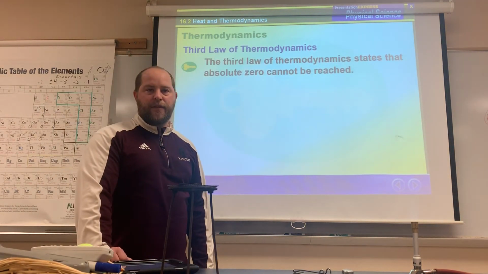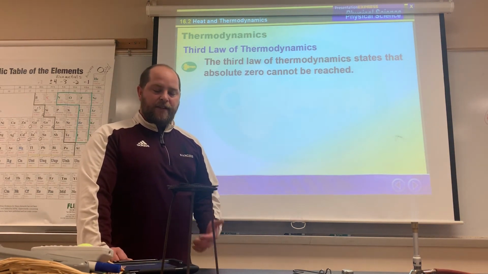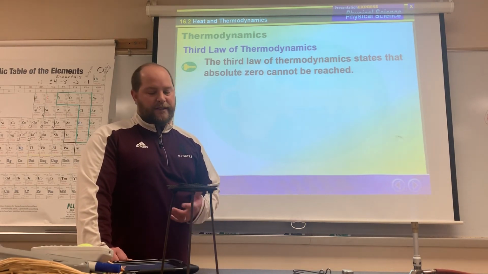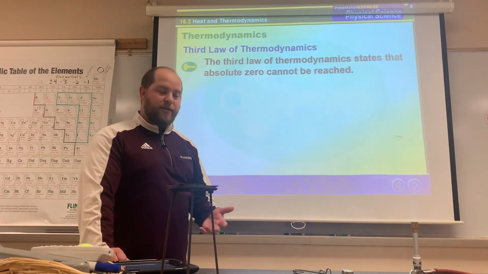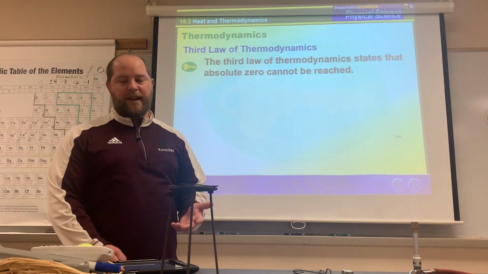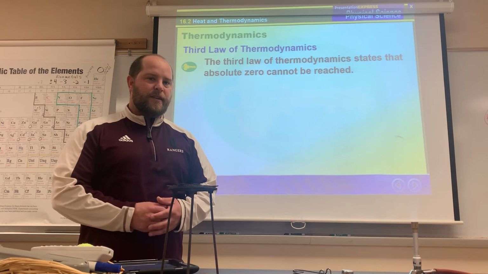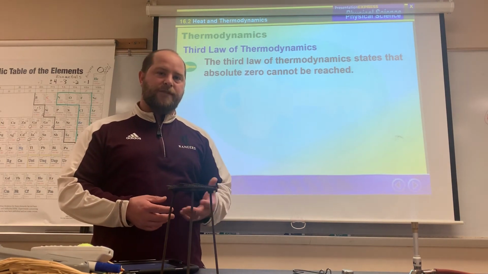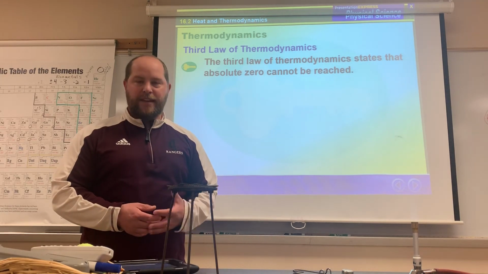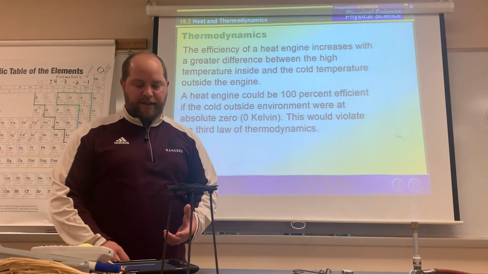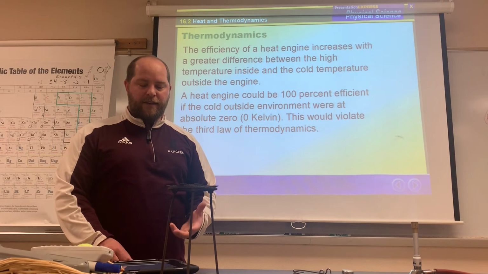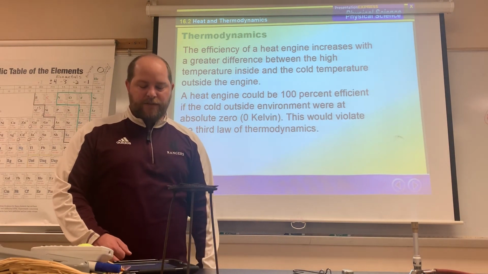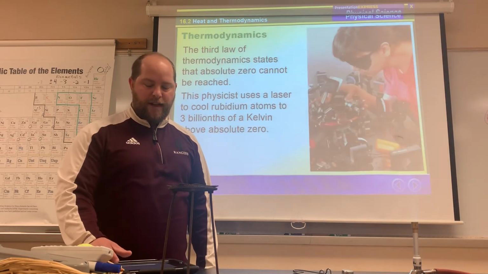All right, then the third law states that absolute zero cannot be reached. It's impossible to do. We can get really close, but we can't actually get to absolute zero. So in theory, if we got to absolute zero, all molecular motion would stop. And we can't get there. Experiments have been done to get really close, but we can't quite get there. So absolute zero would be where all molecular motion stops.